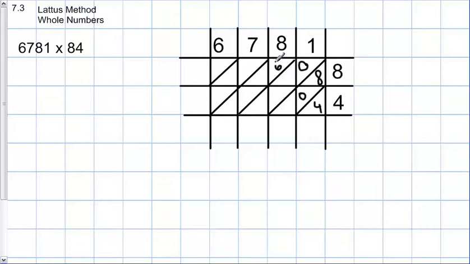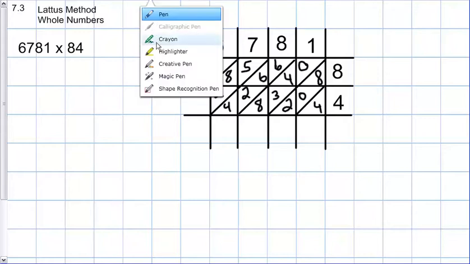8 times 8 is 64. Make sure your handwriting's pretty darn good, because these boxes can get small. 7 times 6 is 56. 8 times 6 is 48. 6 times 4 is 24. 28 and 32.